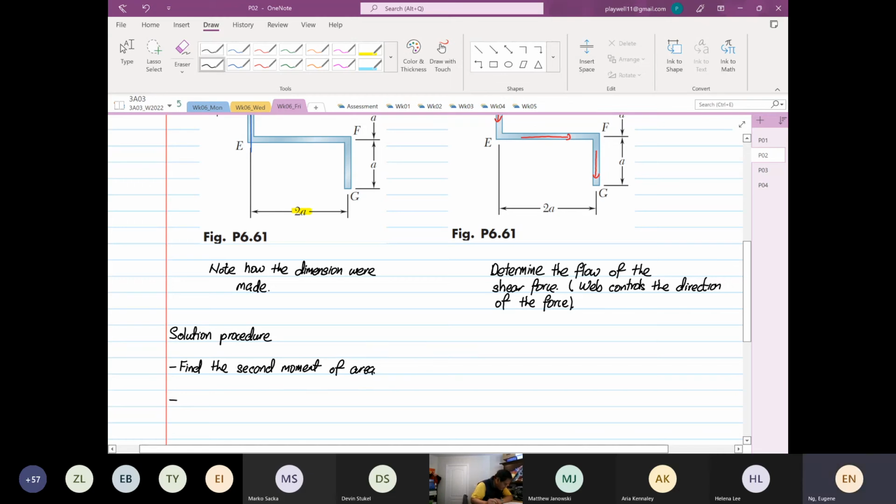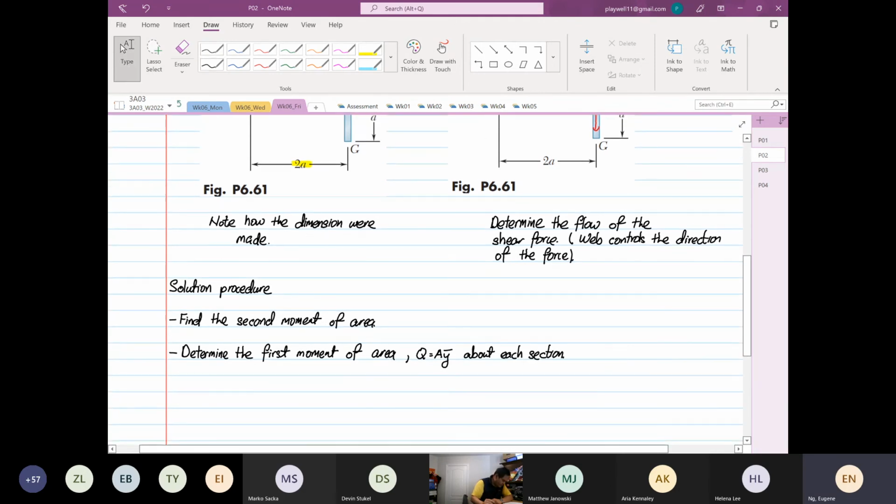Then this is followed by determining the first moment of area. Again, first moment of area is usually the troublesome one. The formula we're going to use is Q is equal to A Y bar about each section.